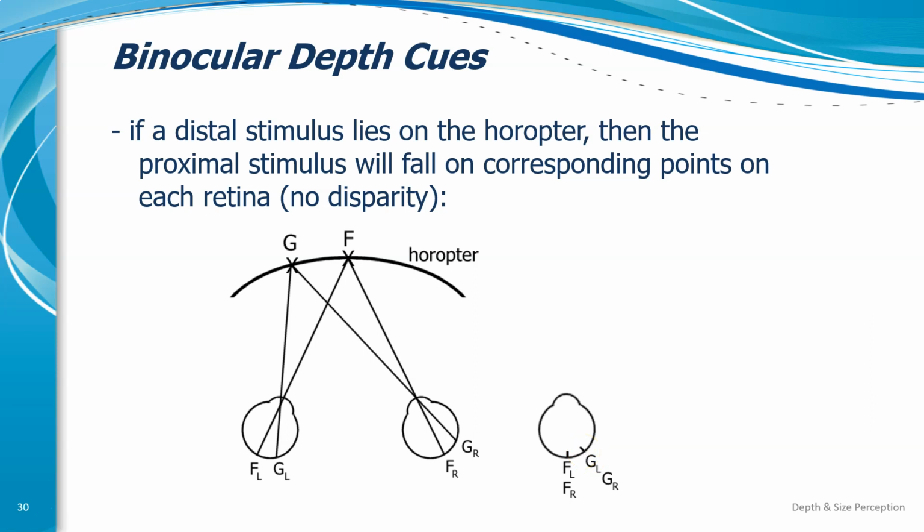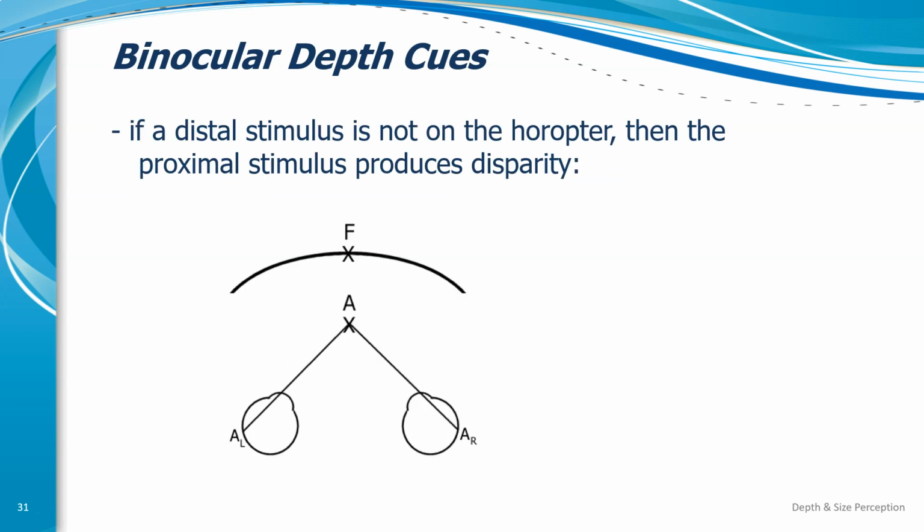Now what this means is there's no difference between FL and FR. There's no difference between GL and GR. And there's another thing that happens. If you are focused on an object, you will not see two of it floating in front of you. If you're focusing on your screen right now, you will not see two screens. If you hold up your finger and don't focus on it, you're going to see two fingers. So let's take a look at that condition.